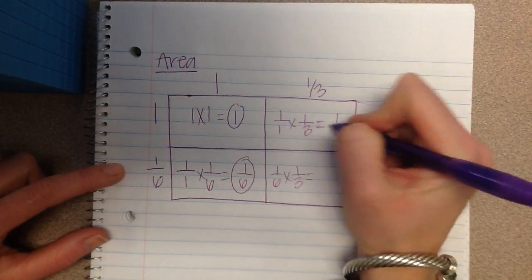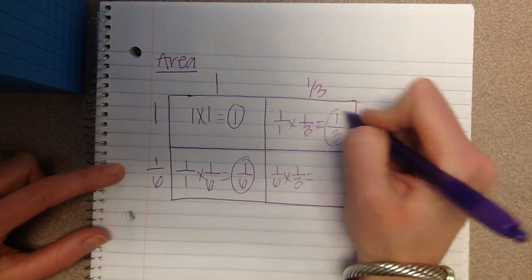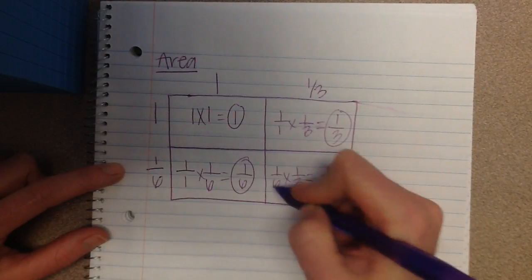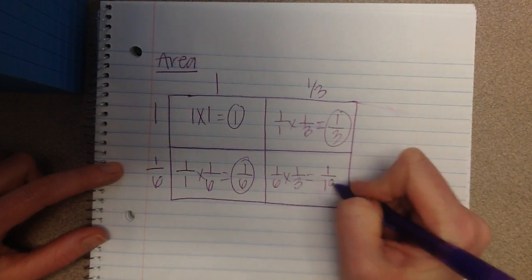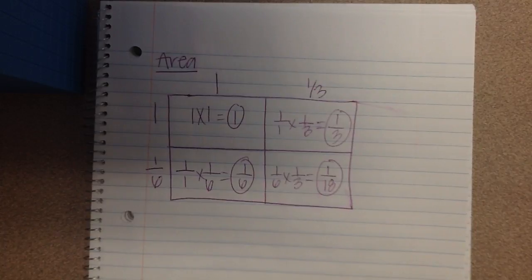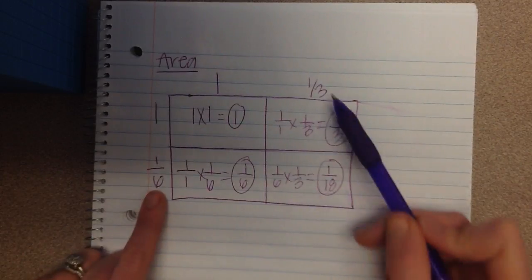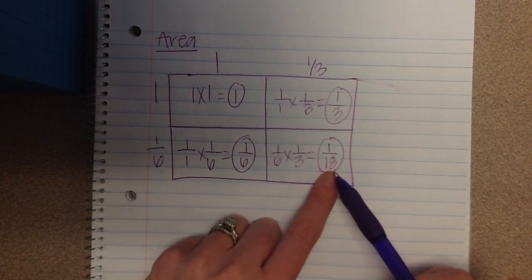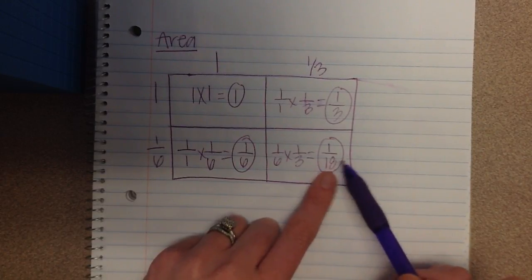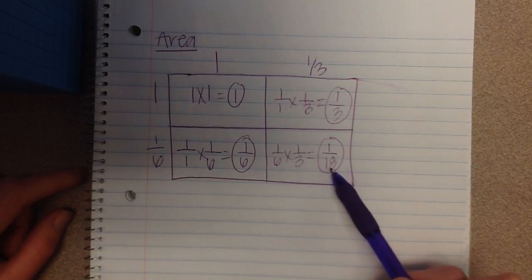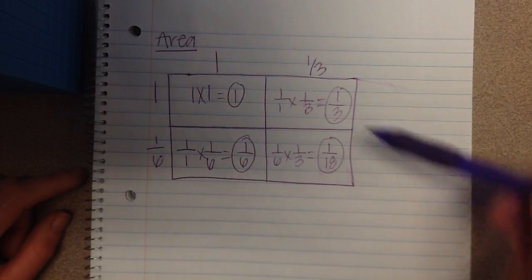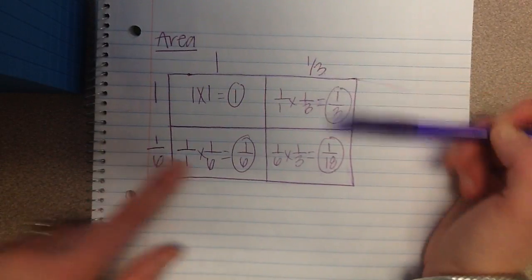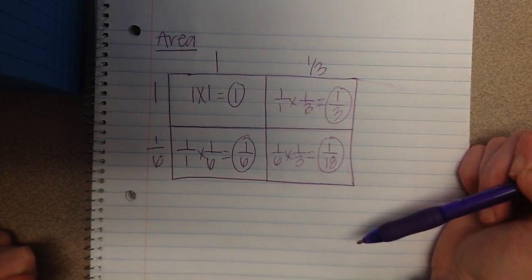1 times 1 equals 1. 1 times 3 equals 3. 1 times 1 equals 1. 3 times 6 equals 18. I'm always going to use my largest denominator or my common denominator, but also what I get in this box is going to be that denominator, okay? So the reason why the denominator from this box is always going to be your common denominator is because you already know 3 and 6 go into both of those.